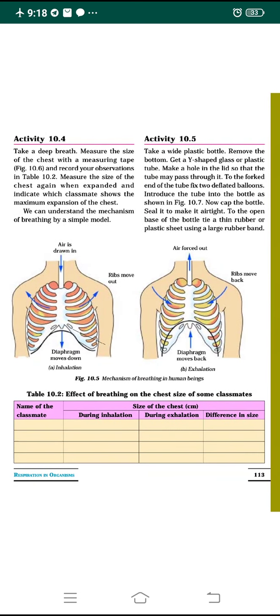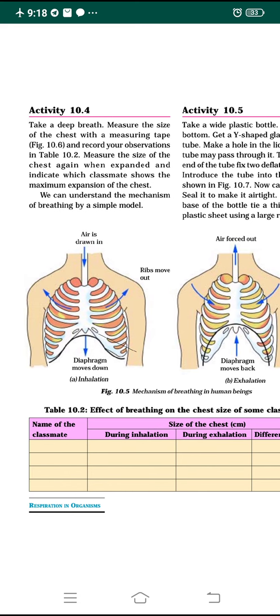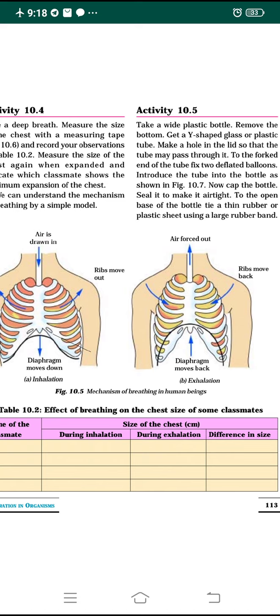Look at table 10.2 here, the effect of breathing on the chest size of some classmates. This is an activity for you. Write the names of your friends, then measure the size of the chest of each friend in centimeters. During inhalation, what is the size of the chest cavity, during exhalation what is the size of the chest cavity, and what is the difference in size. You have to make a list.